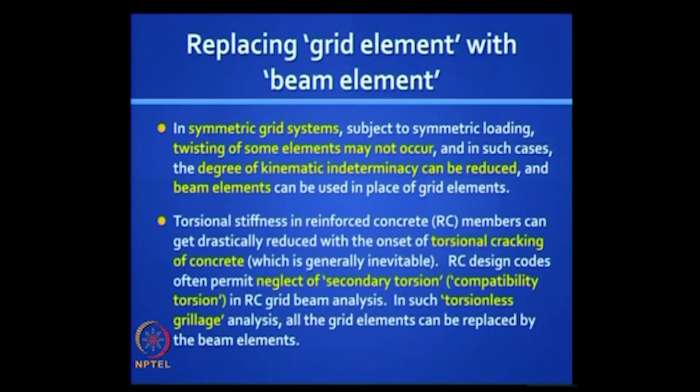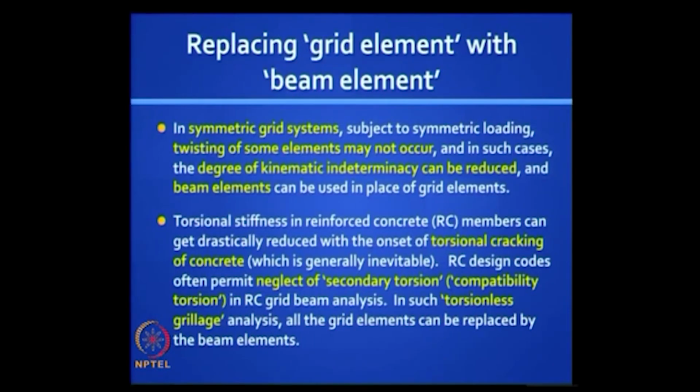In reinforced concrete, torsional stiffness can get drastically reduced with the onset of torsional cracking, which is generally inevitable. RC design codes often permit the neglect of secondary torsion or compatibility torsion, which is different from primary torsion. There are some torsions you can't avoid; to satisfy equilibrium you have to have them, but in grids you don't have those instances. In such torsionless grillage analysis, which we do frequently in bridge decks, you can release these twisting moments. All the grid elements can be replaced by beam elements.